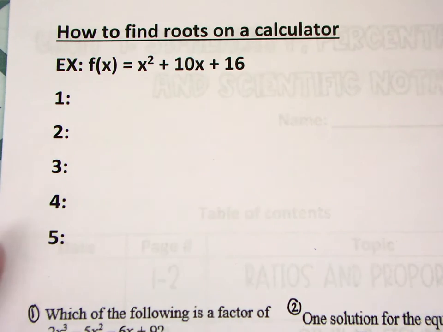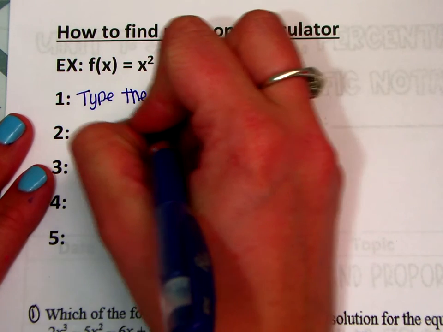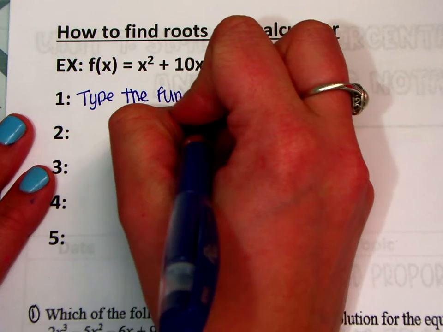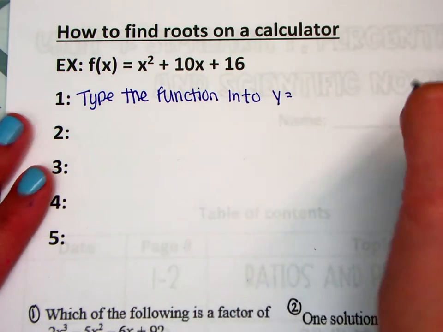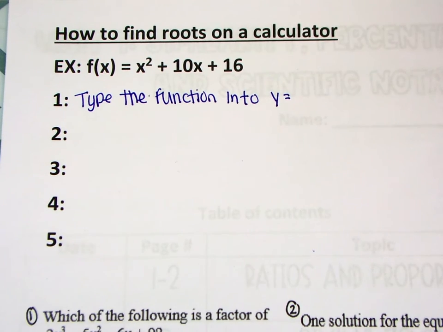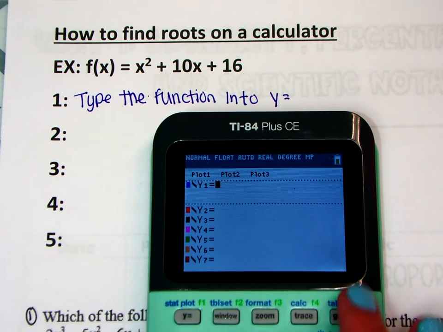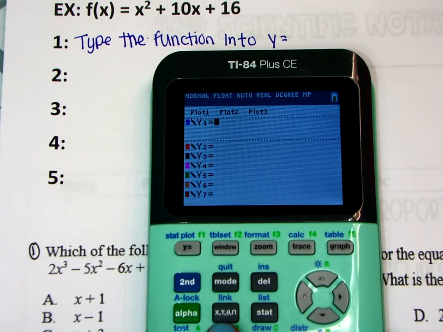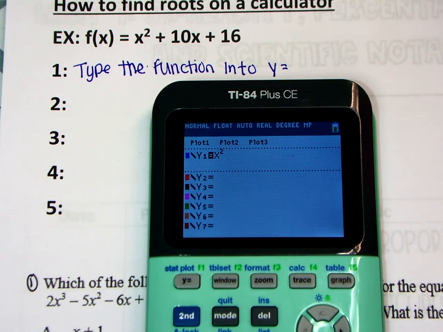So the first thing you're going to do is type the function. So we're going to type the function into y equals. So the function is x squared plus 10x plus 16. So what I'm going to do is go into my calculator, go to y equals and clear anything that's in there and type x squared plus 10x. Now when you're using x, make sure that you're using the x below mode. So this becomes x squared plus 10x plus 16.